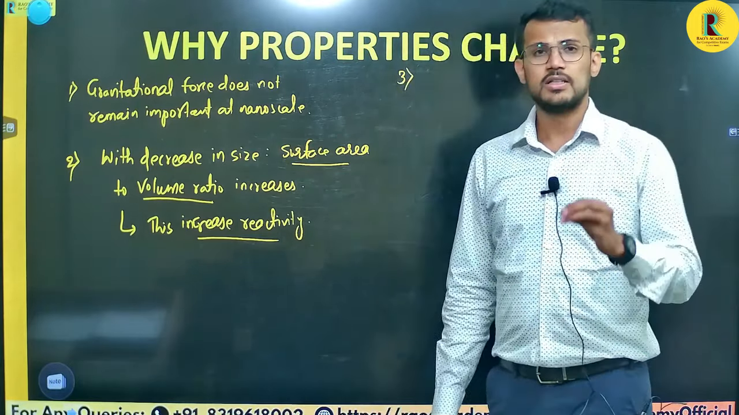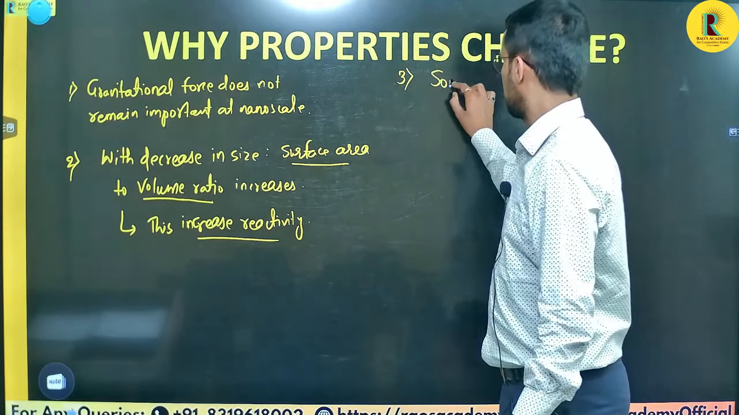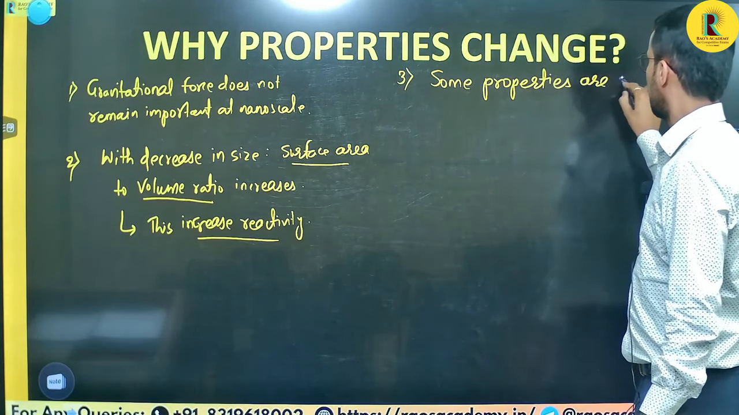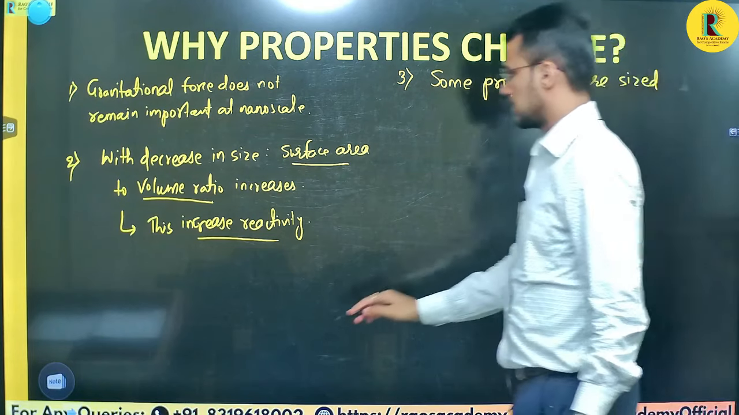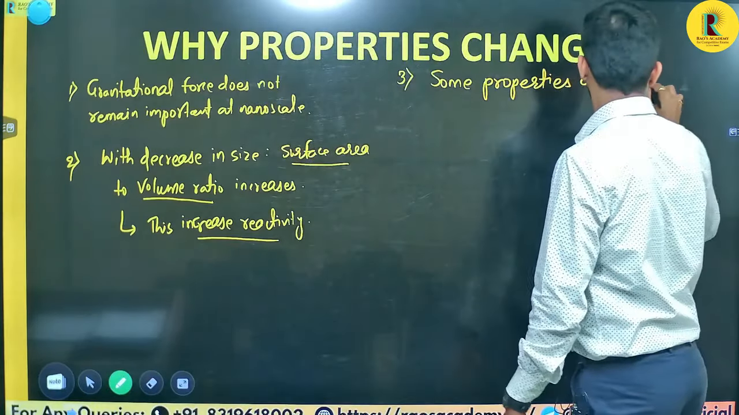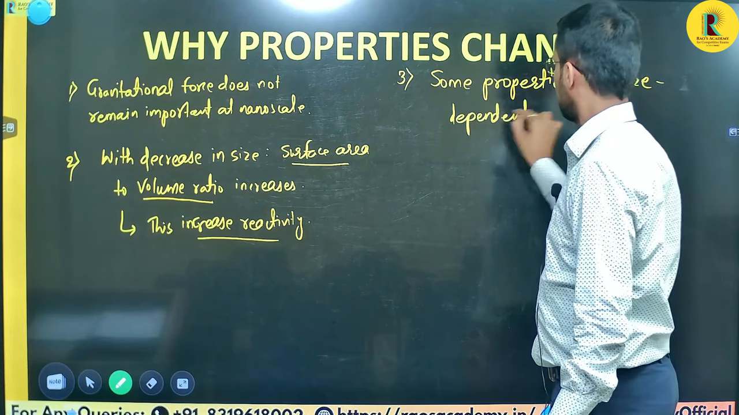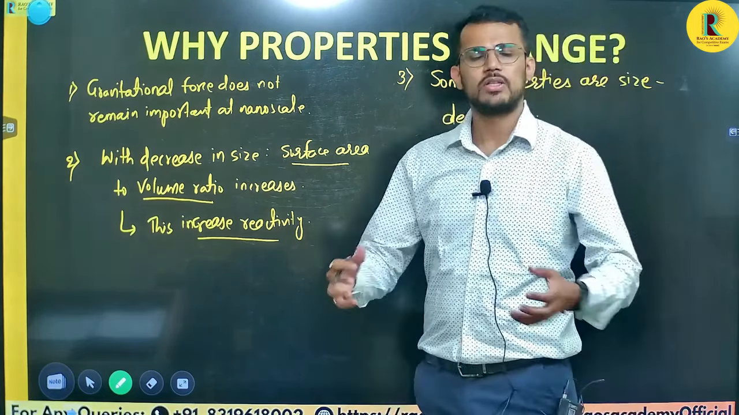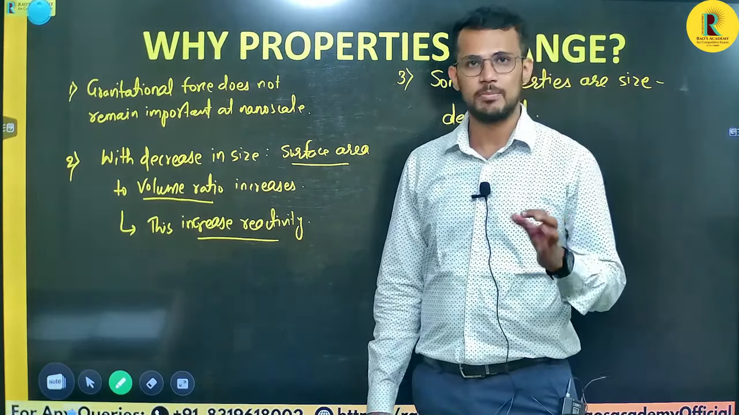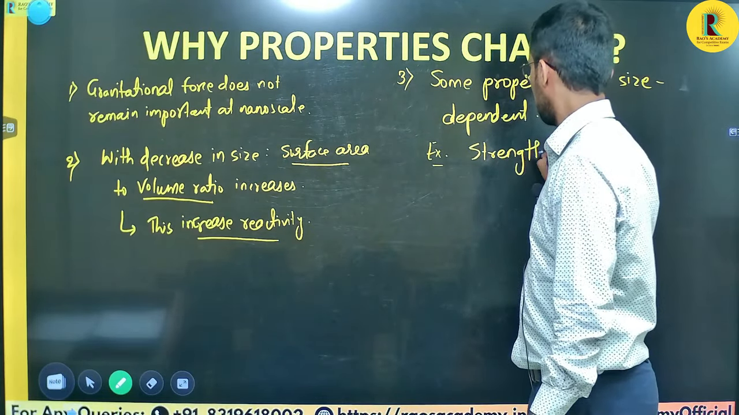Third reason. There are some properties that are size dependent properties. What are the examples of these size dependent properties? Strength. Strength is an example of size dependent property.